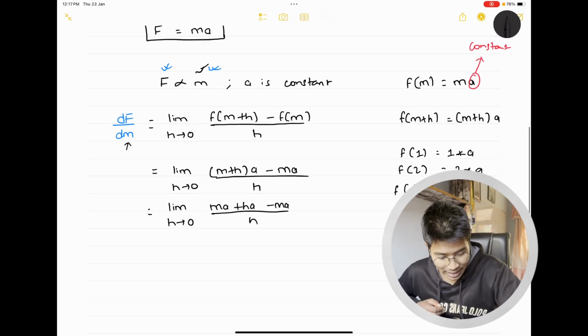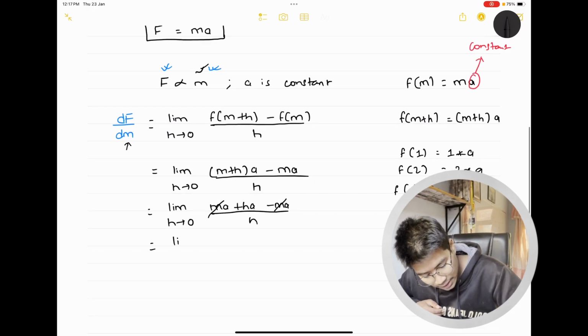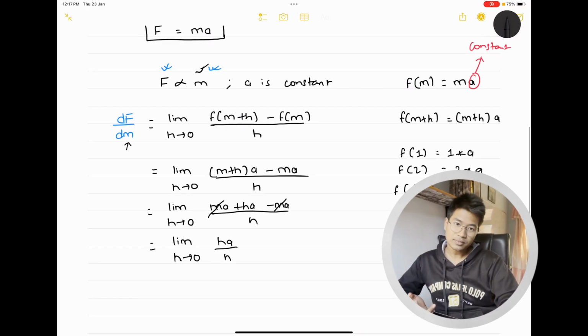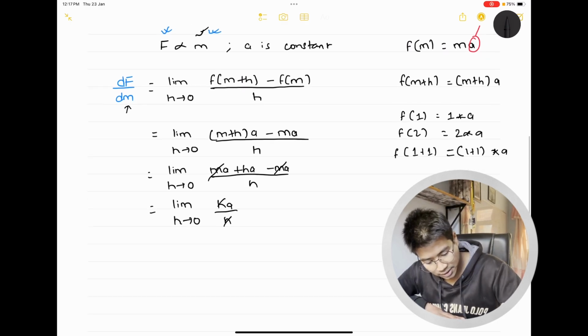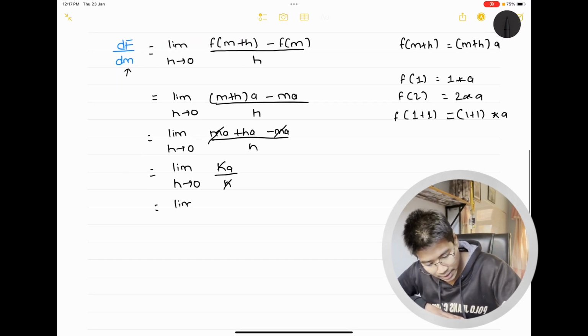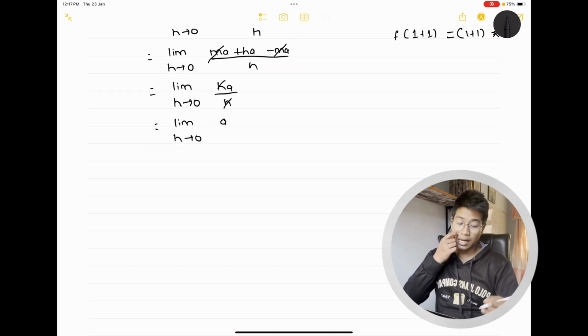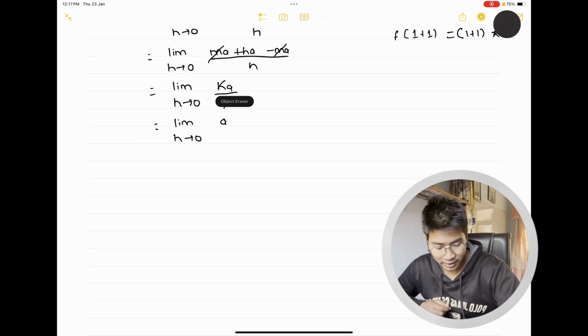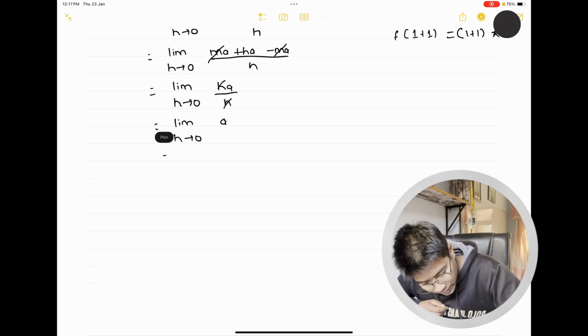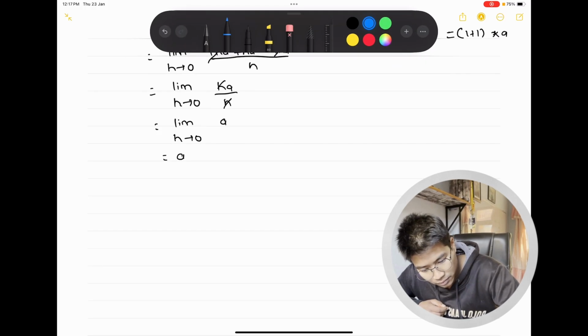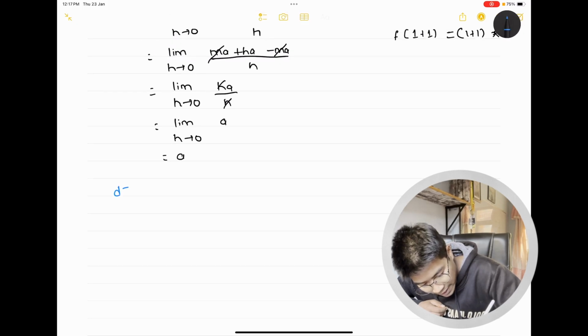Look at that, ma cancels out. I get limit as h tends to 0, ha by h. This is, I think, basic arithmetic, right? So h over h is 1, so I get limit as h tends to 0 of a. Okay, there is no h on the right side over here, so I can basically remove that limit, so I get a. Okay, so over here df by dm turned out to be a.